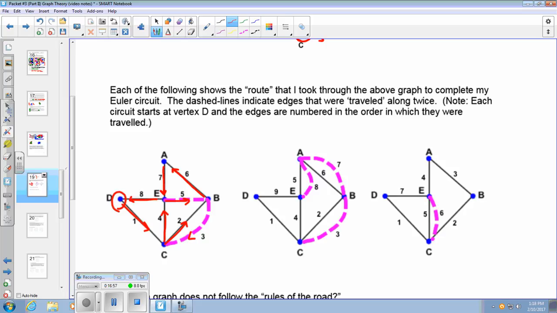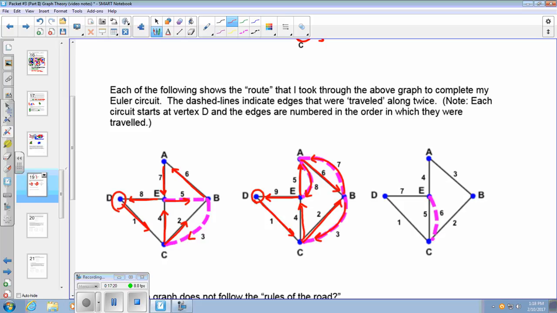If you look at the other 2, something very similar. I went down this edge, across. I used that edge a second time. That's what that dashed line indicates. And then went up, continued going up, went down. I used that edge a second time. That's what that dashed line is for. Doubled that edge, used it a second time, and then I finished there.